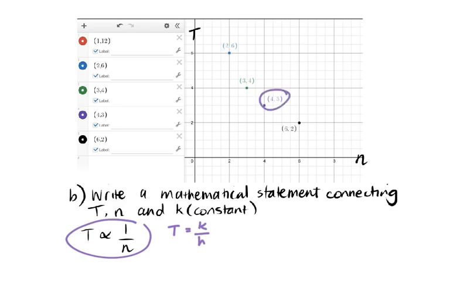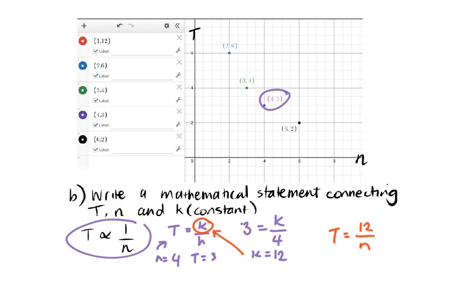Here we've got where n equals 4 and t equals 3. I'm just going to substitute that back in to find k. So 3 equals k over 4. If we rearrange it to find what k equals, 12. Now I have my constant for this particular relationship. So my final answer is t equals, putting my constant back in there, 12 over n. This is now the reciprocal function that represents the table of values that we got initially.